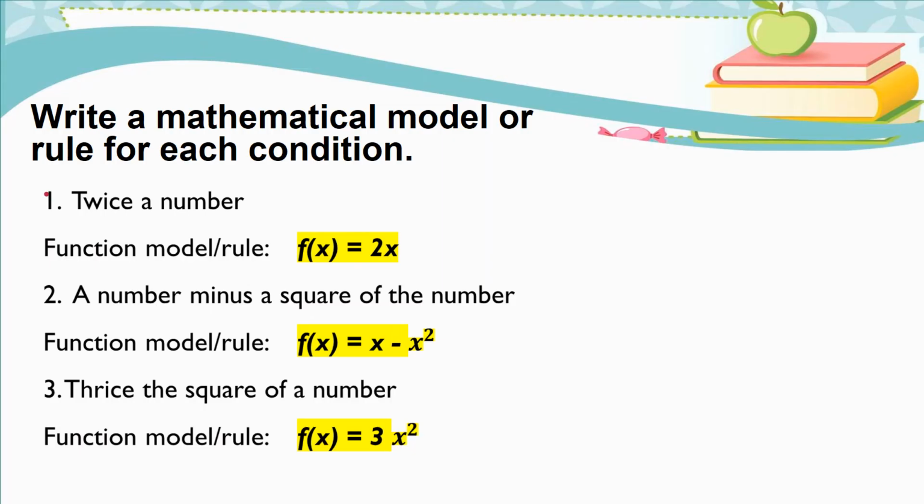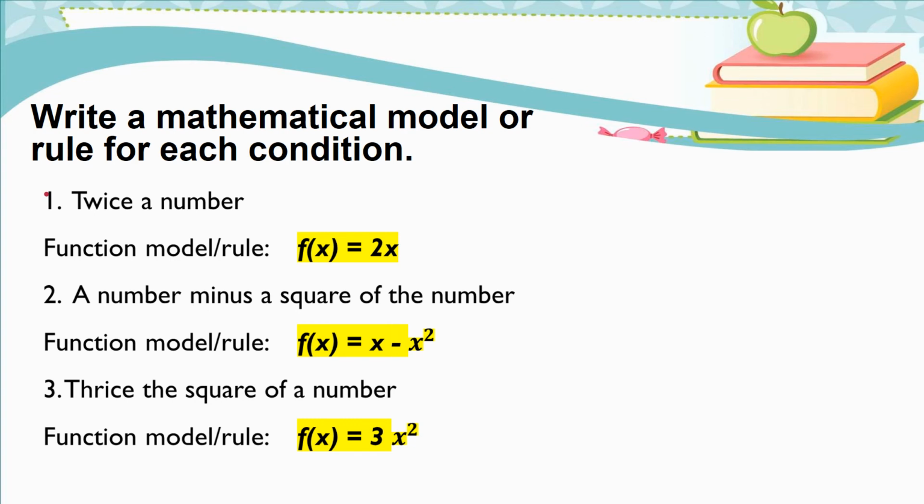Okay. Another mathematical model. Number 1. Twice a number. So, gagawin natin siyang algebra, function model. So, f of x, which is yung function natin, is equal to 2x. Bakit 2x? Twice a number. So, twice a number, it is 2x.